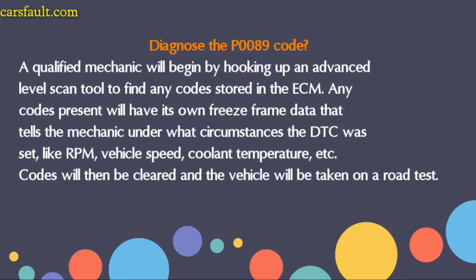A qualified mechanic will begin by hooking up an advanced level scan tool to find any codes stored in the ECM. Any codes present will have their own freeze frame data that tells the mechanic under what circumstances the DTC was set, like RPM, vehicle speed, coolant temperature, etc. The code will then be cleared and the vehicle will be taken on a road test.